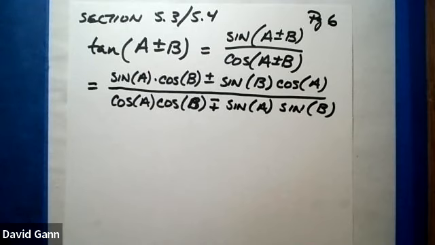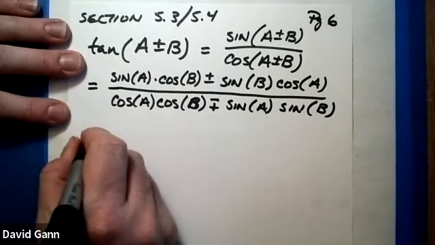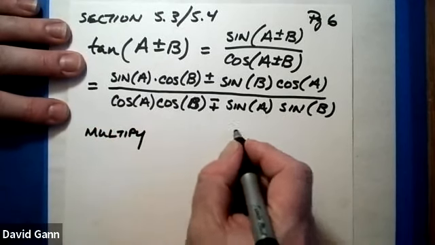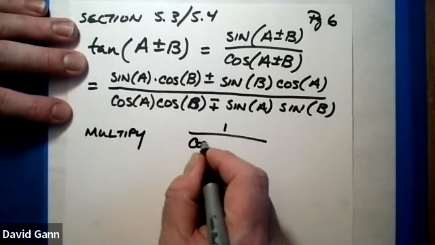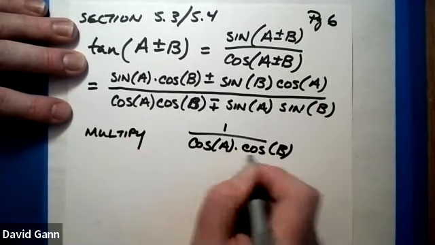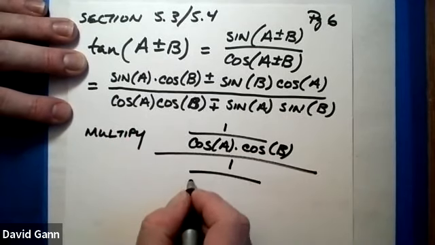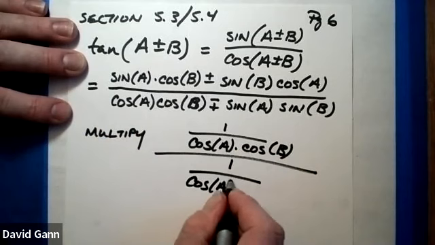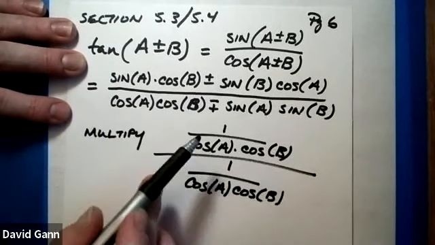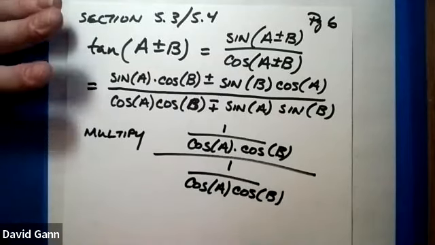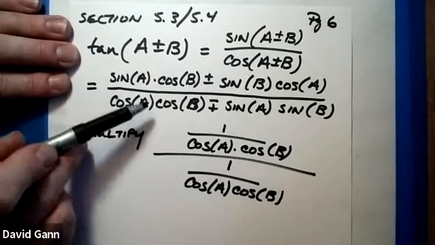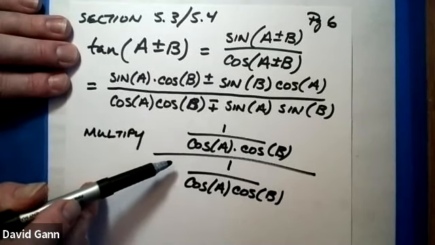So understand what I'm doing is I'm basically multiplying by this term, which is 1 over cosine of A times cosine of B over 1 over cosine of A cosine of B. Notice this is just a fancy version of 1. We have something over itself, it's always going to be equal to 1. So I'm multiplying this crazy looking expression by that to make it even crazier.